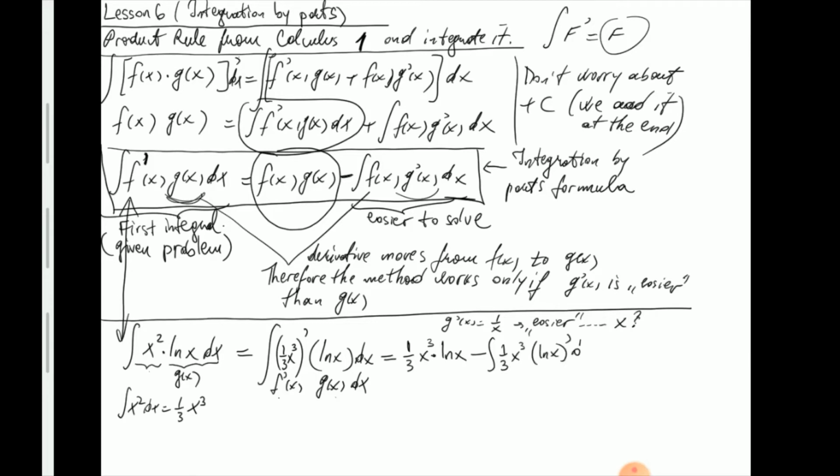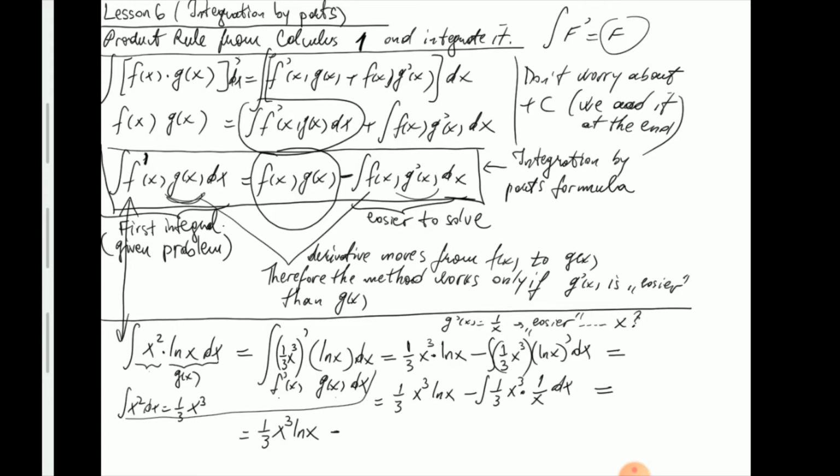And again, you could do this faster, but I just want to emphasize how the formula works. So it's going to be 1/3 x cubed ln of x minus the integral of 1/3 x cubed, and now the derivative of ln, which is 1/x dx. Okay, so now we have some simplification. Let's move the 1/3 out of the integral. x cubed over x is x squared. So indeed, notice that the integral on the right hand side is going to be easier to solve.